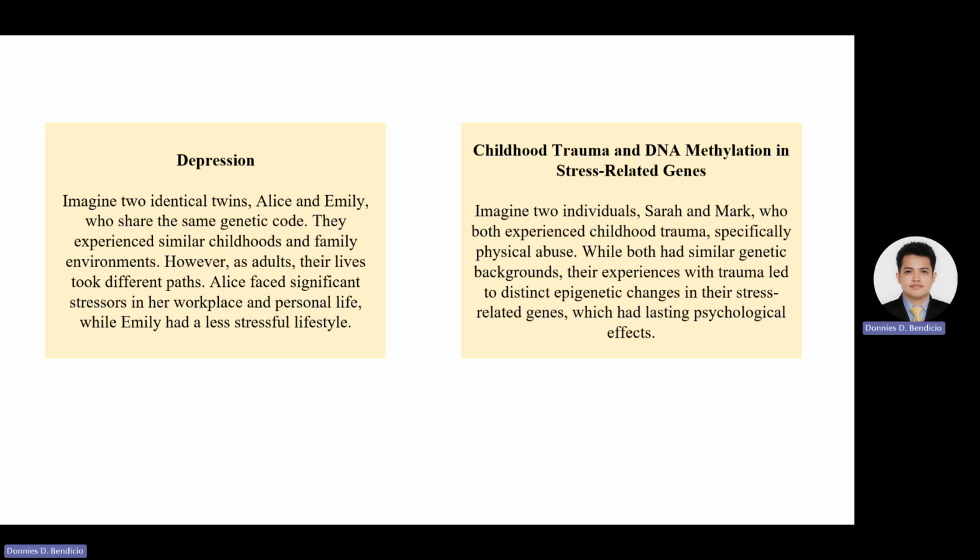So in this example, DNA methylation played a role in how childhood trauma affected individuals psychologically. So Sarah's greater DNA methylation suppression of stress-related genes contributed to her vulnerability to mood disorders, whereas Mark's milder epigenetic changes allowed him to cope more effectively with the psychological impact of trauma. So this demonstrates how epigenetic modifications such as DNA methylation can mediate the relationship between early life experiences and psychological outcomes in adulthood within the field of psychology.